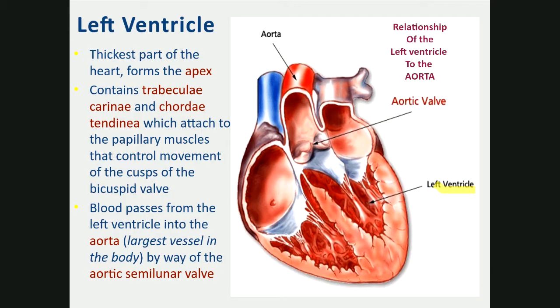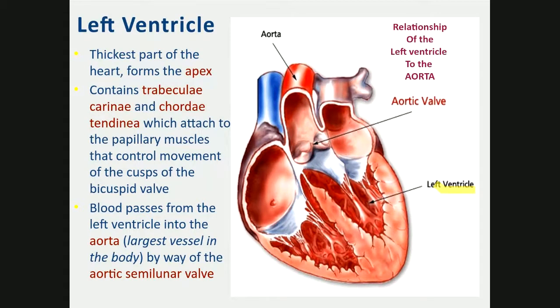So now we're in the left ventricle. So here's the left ventricle. What kind of blood is here? It's going to be oxygenated, right? The freshly oxygenated blood is coming into the left atrium via the pulmonary veins, and then it's going to go through the bicuspid valve into the left ventricle.